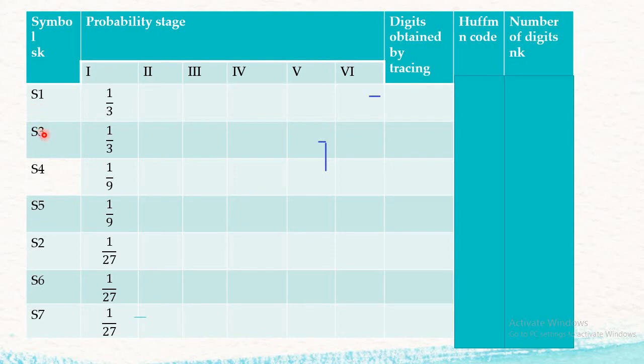Previously the order is S1, S2, S3, S4, S5, S6, S7. Now we have arranged the probabilities in such a way that they go in decreasing order. So S3 takes the position of S2, S4 comes at the S3 position, and S2 goes back to the S5 position. So we have just arranged them in accordance with their probability values.